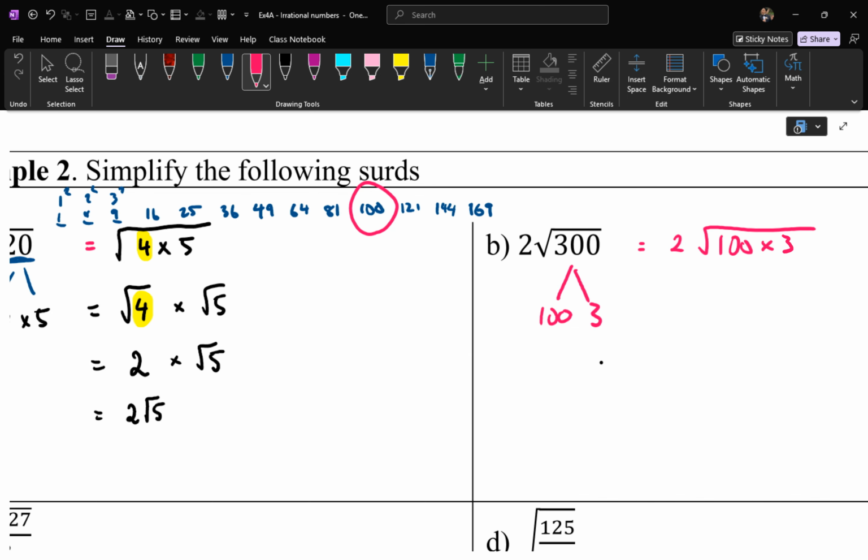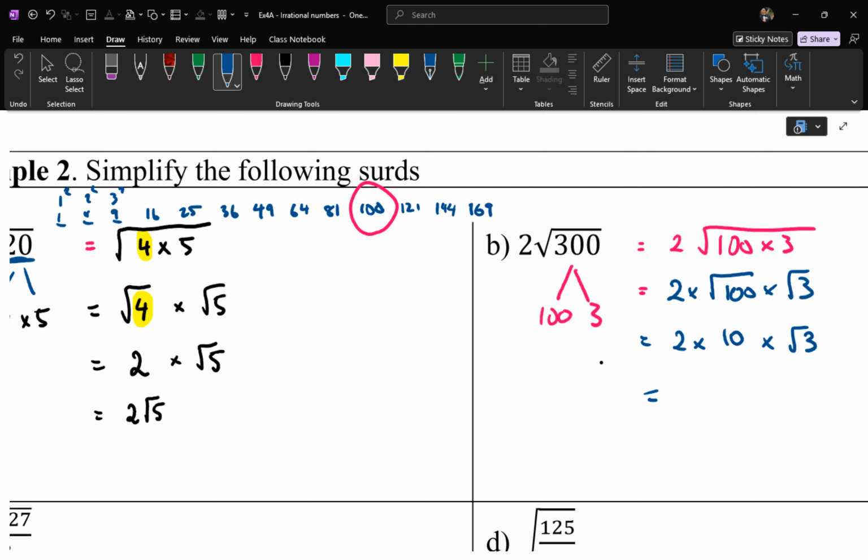So 100 times 3. Now using that rule that we just gave you, we can split that up into root of 100 times root of 3. But we know what root of 100 is. Root of 100 is 10. Very good. So this actually ends up being 2 times 10 times root 3.